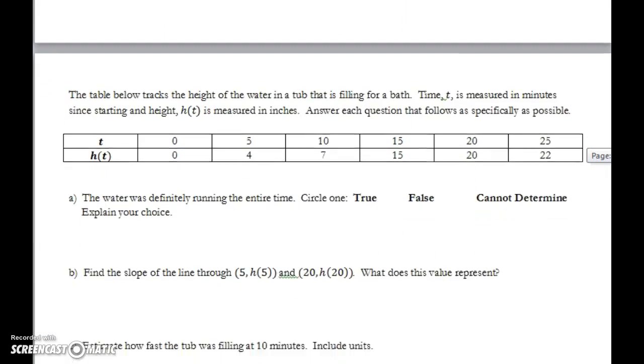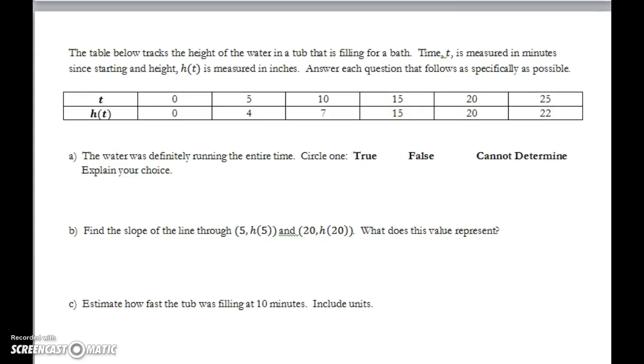All right, so the next part of the standard is looking at graphs, or tables rather. So here we have a table. This is the height of water that's filling for a bath. T is measured in minutes since the starting, and height is measured in inches. True or false, the water was definitely running the entire time.